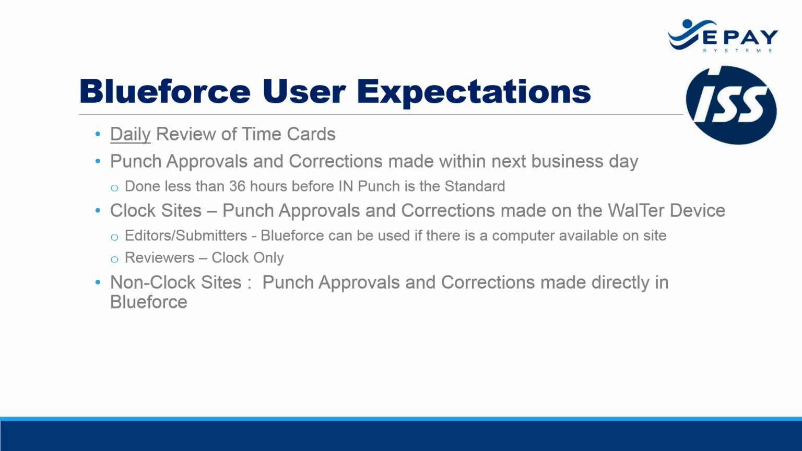I keep using the word approvals here, and this is not to be mistaken with the approver role. They're two different things. The punch approvals here are just saying that someone had an invalid punch, and someone needs to basically say, yeah, that was a good punch. An editor, a submitter, or an approver can do that type of punch approval, but all that is just confirming that punch. From the clock itself, the reviewer role can do that and take some time off of that editor or submitter from having to do that same role the next business day.